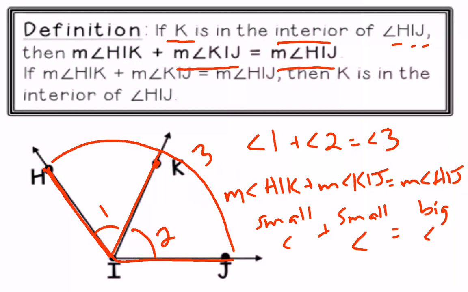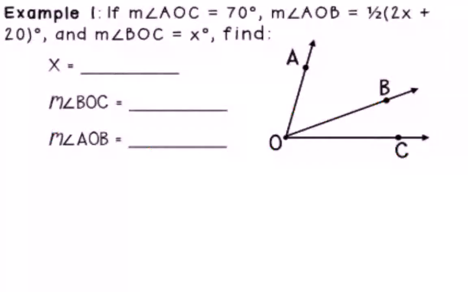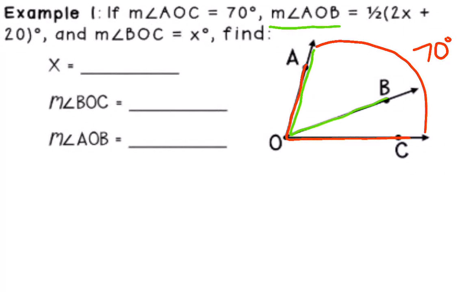It's literally just telling us we can add these things together. So let's look at an example. If the measure of AOC is 70, so this whole thing, I just like to keep labeling as I'm going through the problem. The whole thing is 70 degrees. And the measure of AOB, so I'm going to put what comes after this there, is 1/2 (2x plus 20).